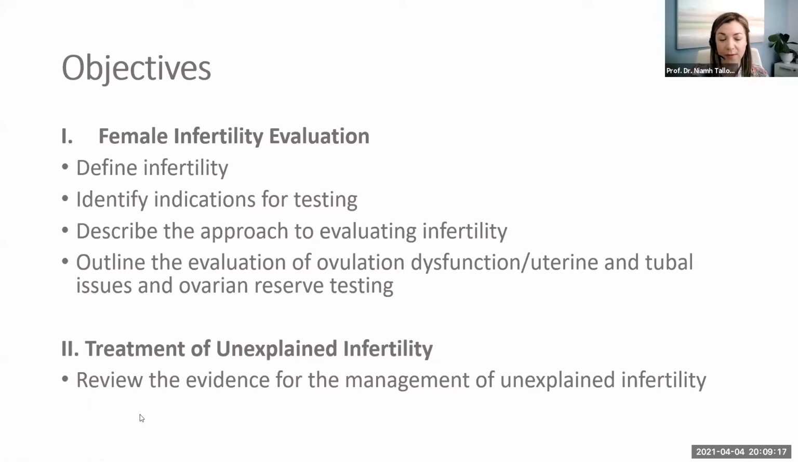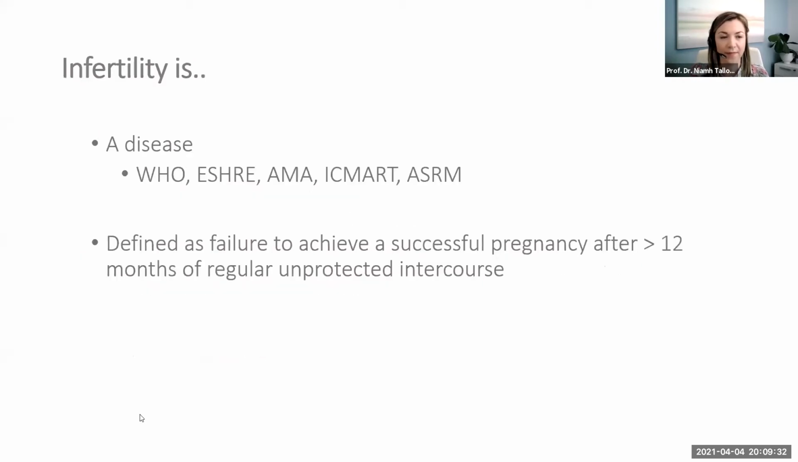In terms of the treatment of unexplained infertility, I'm going to review the evidence for management and contrast how the guidelines look at that, both in the UK, looking at the NICE guidelines, the American guidelines, and the Canadian, given where we may all work in different places.